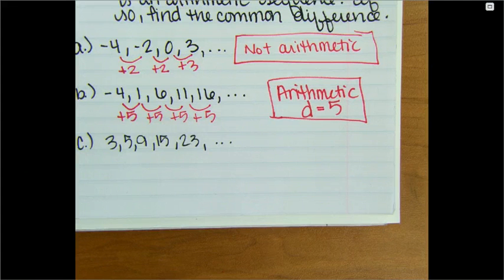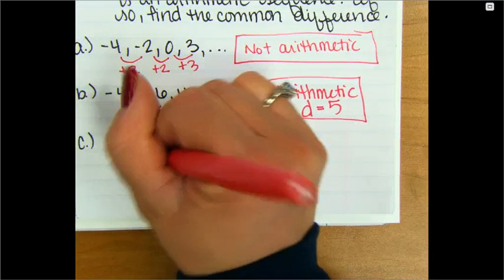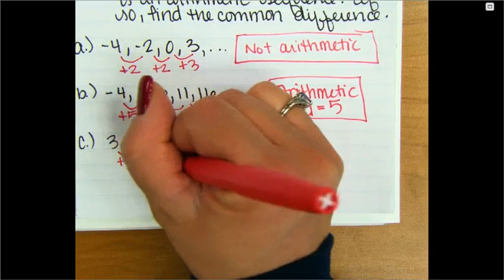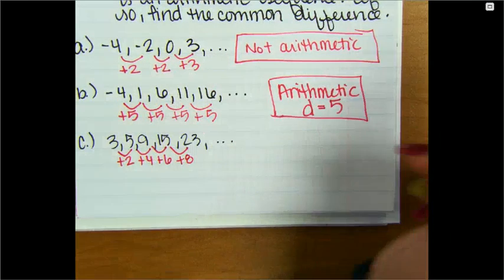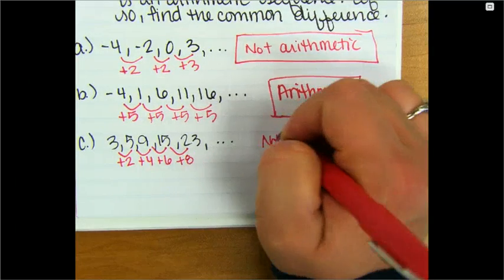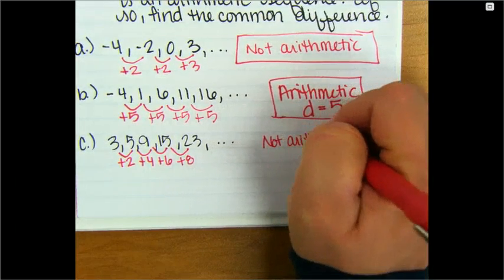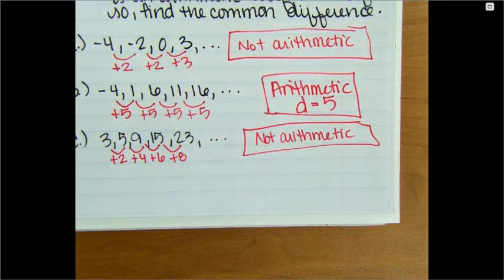Okay, ready? What do you add from 3 to 5? 2. What did you add from 5 to 9? 4. From 9 to 15? 4. 16. And the next one? 4. Is it arithmetic? No. Even though it's a pattern, it's not arithmetic. Right. Okay. We good? Let's do more.